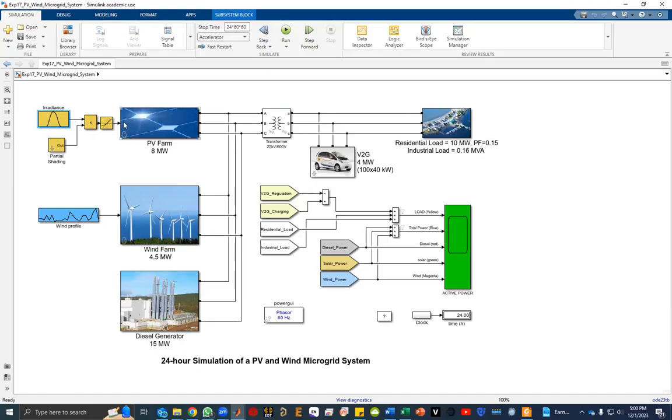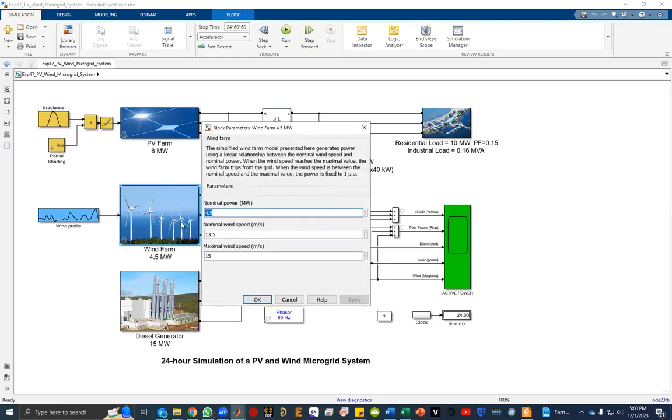So this is the solar PV farm. If you double click this block, you can see the equivalent circuit. The same goes for the wind farm. We have a wind farm system here. If I double click it, I will see the nominal voltage. You can change the voltage, but you need to change some of the key parameters of the wind profile, because we have chosen the system size based on this wind profile.